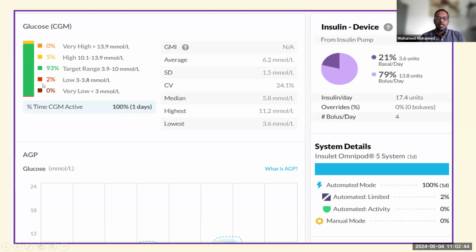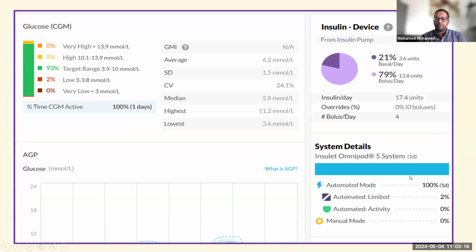So here is a display of the readings from the sensor. It tells you how much percent the patient is on target, how much is high, and how much is low. So it tells you all that information. And in the right bottom hand side, it tells you how much the pump has been on. Automated mode is when the pump is in the closed loop system. So this is 100%. That's a model patient. Most of the time, all the time, the pump has been attached and the pump has been working.